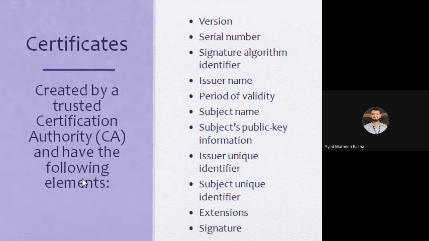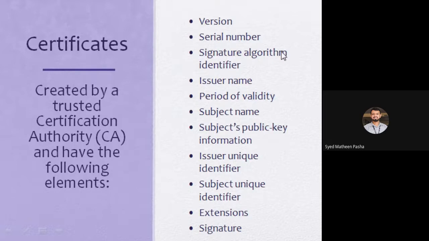How are they created? They are created by whom? By the CA, that is the certification authority. The certificates have the following elements. One is the version, which basically specifies what type of certificate I'm using, that is, what version of certificate I'm using. Then the serial number. A serial number is given if I'm using a huge number of certificates, so a serial number is defined for each.